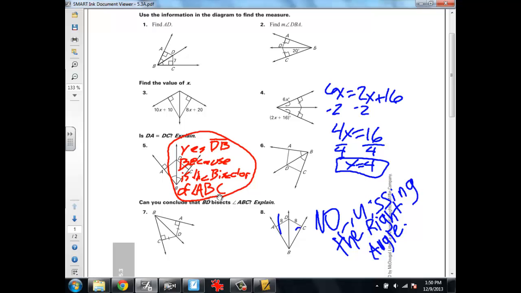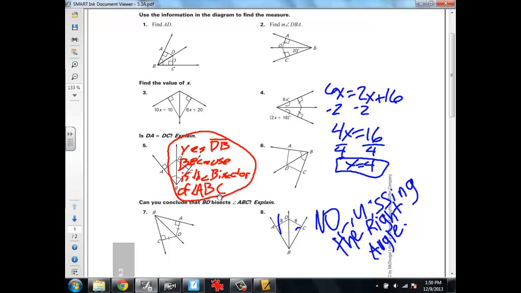Number 3, when we set them equal, we solve for x. X is 5. If you plug it back in, they're the same. It's just a quick way to check your work. So we get x equals 5 here. Number 4, over here. We set them equal, we solve for x. X is 4. You plug it back in, it checks out.